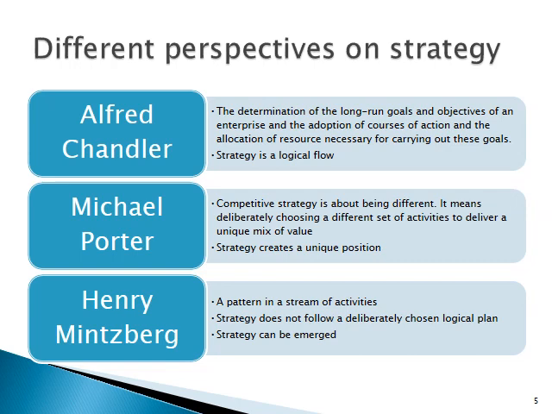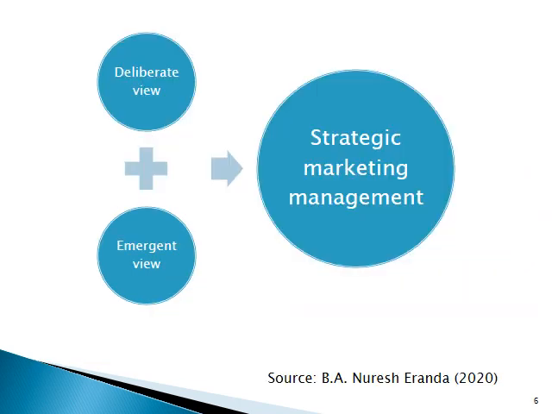So how do we summarize all these things to explain strategic marketing management? Here I have put it like we need to have a deliberate view, and also we need to have an emergent view to have strategic marketing management. What does it mean? Deliberate view means we have to develop the strategies by putting some effort.